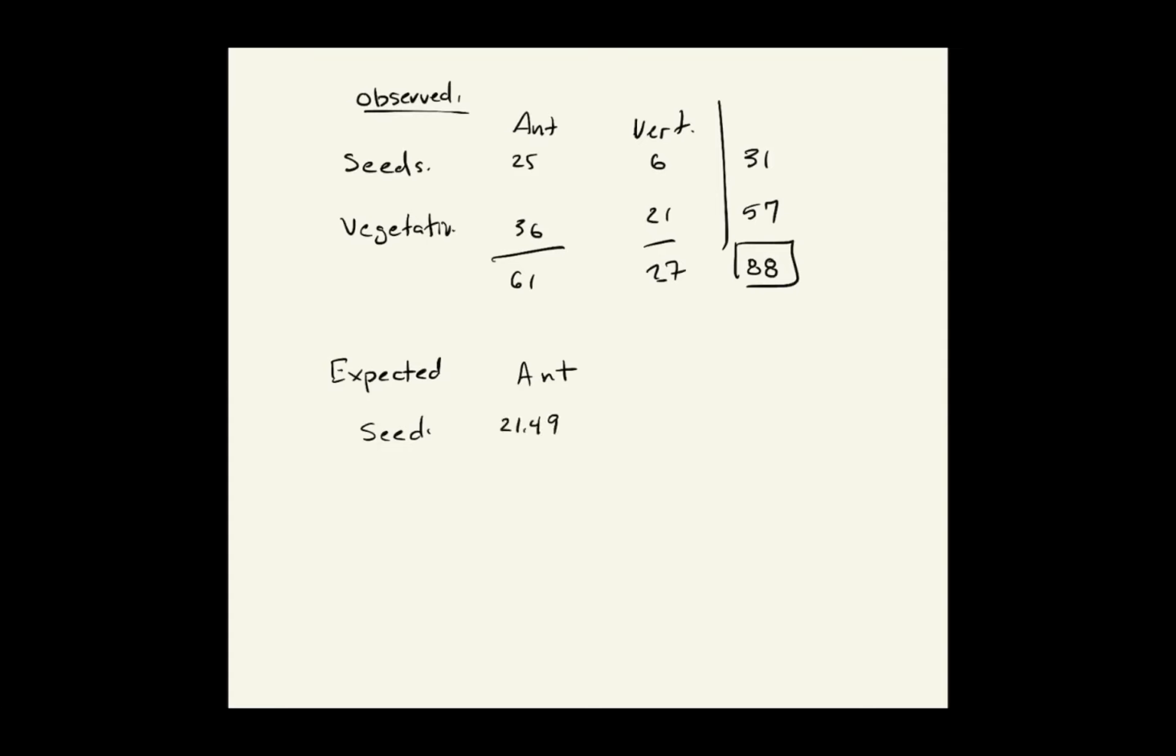We would do the same thing for vertebrate dispersed seeds that are seed regenerated, which would be 31 times 27 divided by 88, which equals 9.511. And then for vegetative regeneration and ant dispersal would be 57 times 61 divided by 88, which would be 39.51.